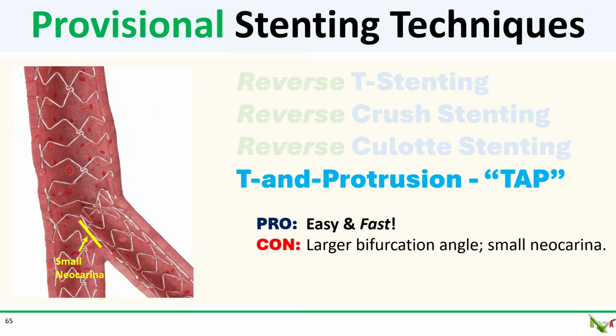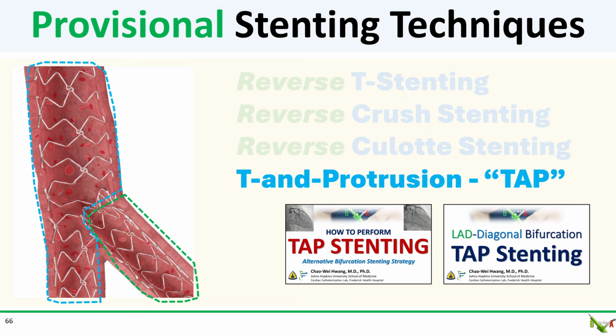TAP is easy and it's quick to do. However, it still only works best for larger bifurcation angles, generally 60 degrees or more, and you will be left with a neocarina. That neocarina is usually quite small if the bifurcation angle is larger, and it is usually small enough that it's not a problem passing wires in the future. If you want to learn more about how to do TAP, check out my 2 videos on TAP stenting in which I go over the technique in detail.